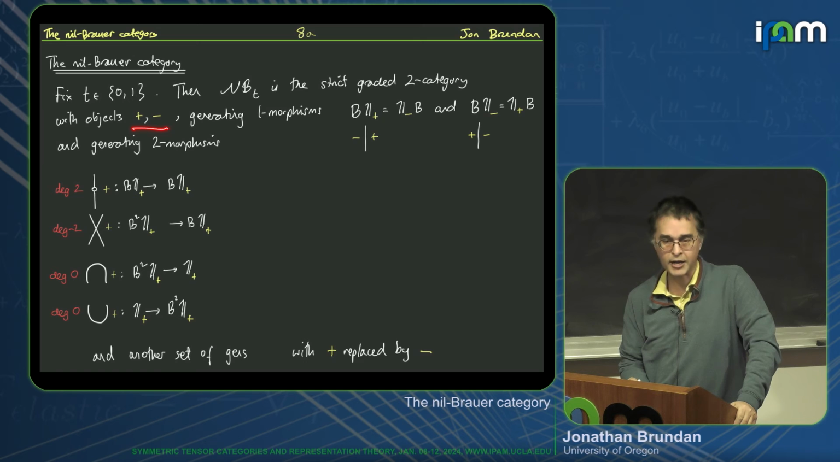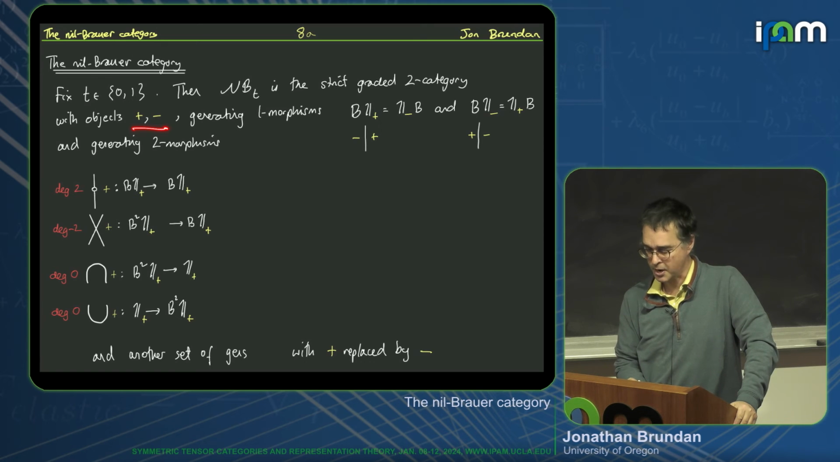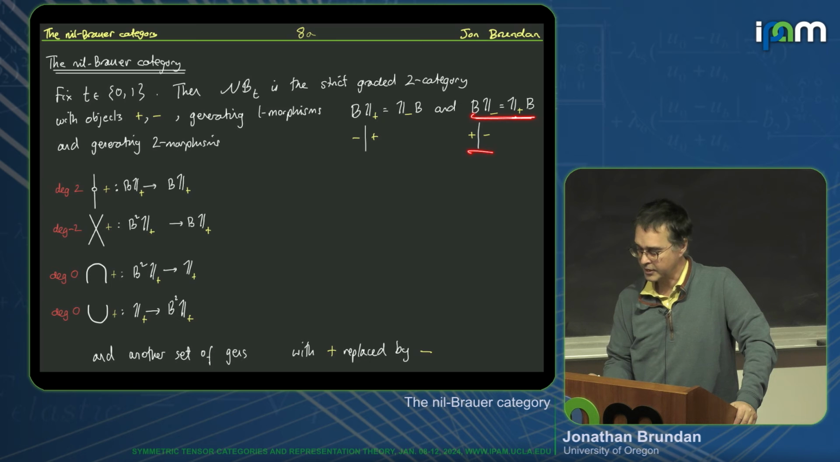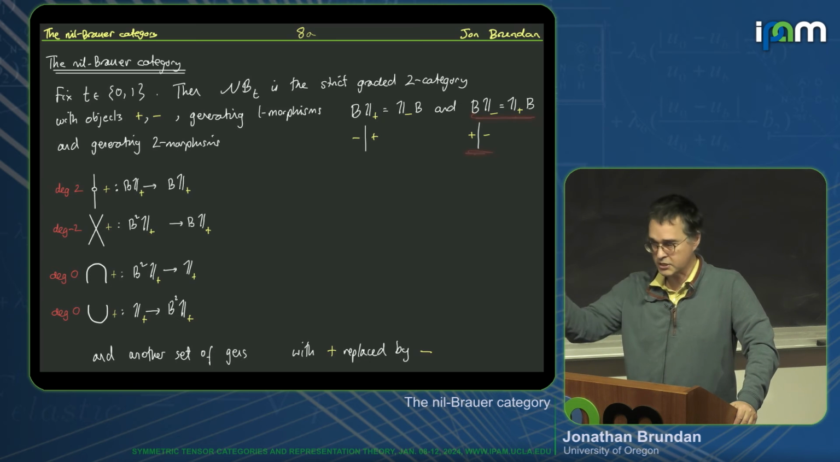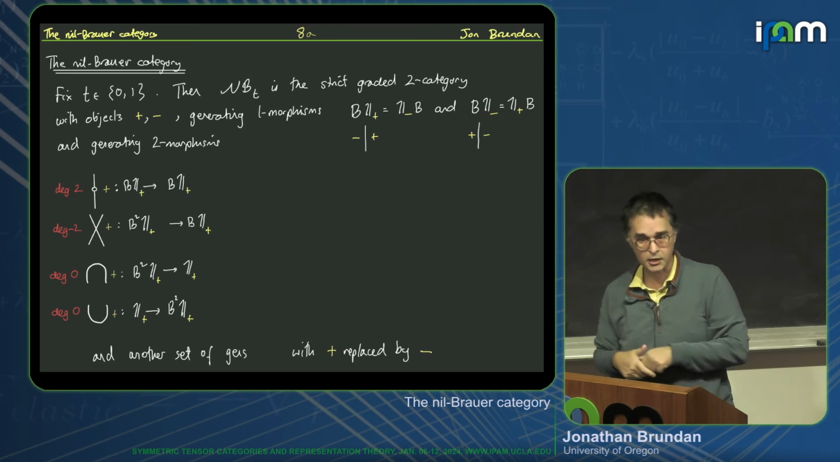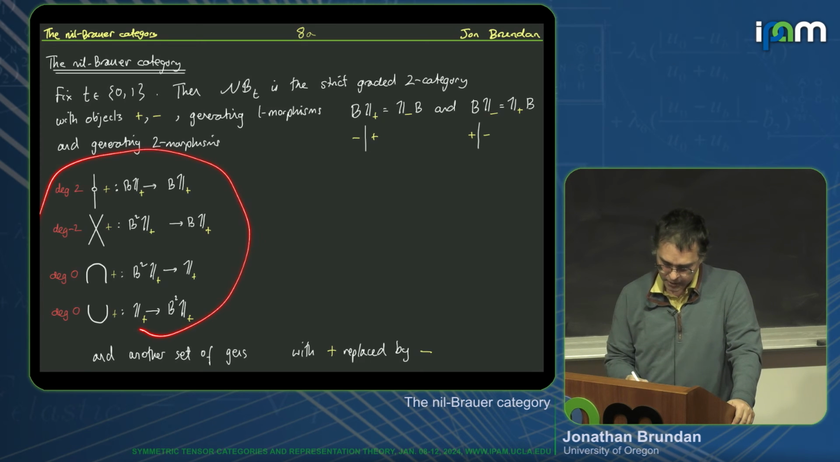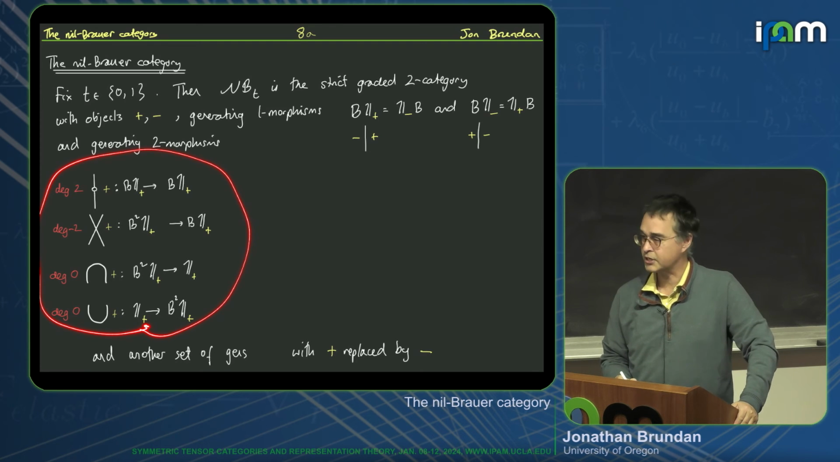So it's got two generating objects, which I just call plus and minus. And then it's got generating 1-morphisms, which I just call B. There's a B that goes from plus to minus, there's its identity 2-endomorphism, and there's a B that goes from minus to plus, there's its identity 2-morphism. So there's just a single string, and 2-cells are colored plus or minus in this calculus. And then there are generating 2-morphisms: a dot, a crossing, a cap, and a cup.